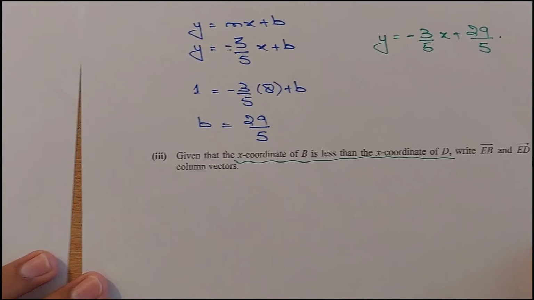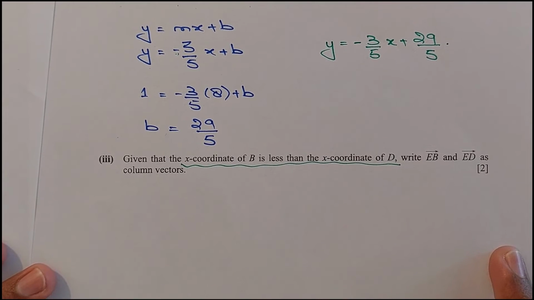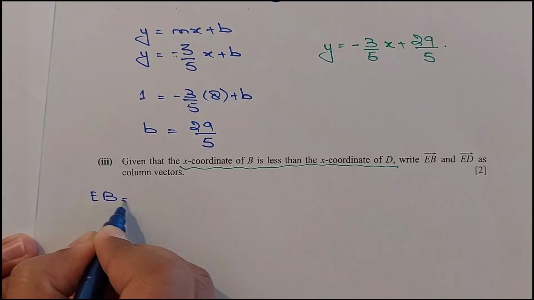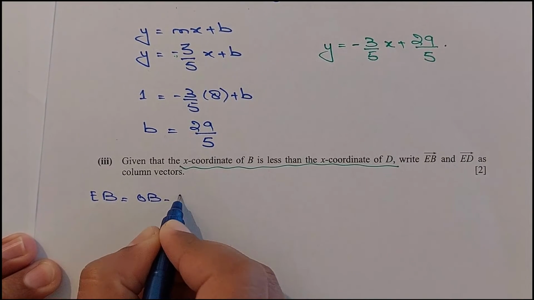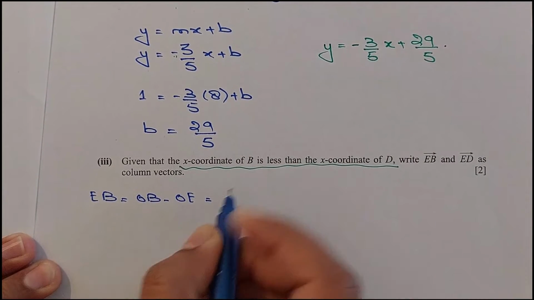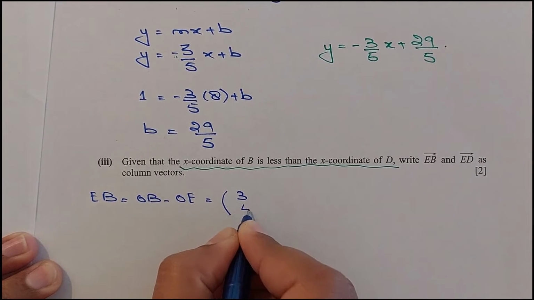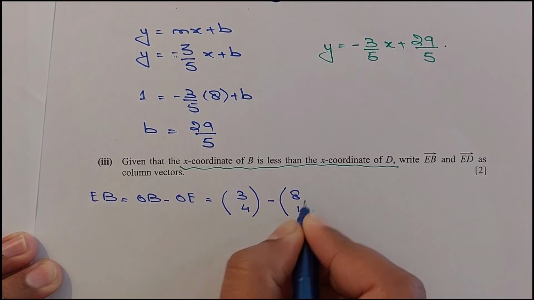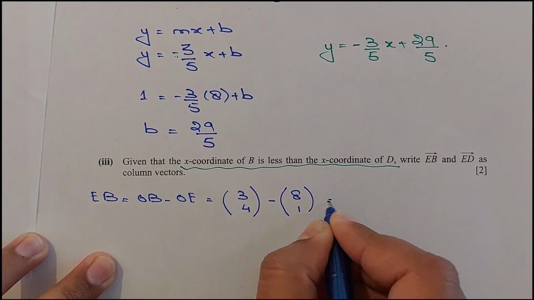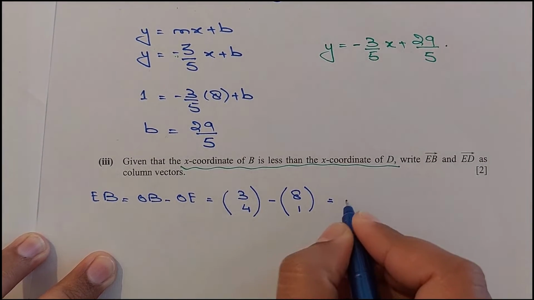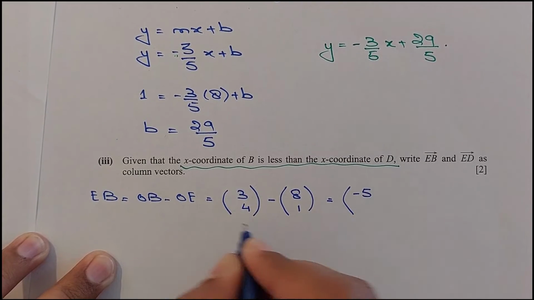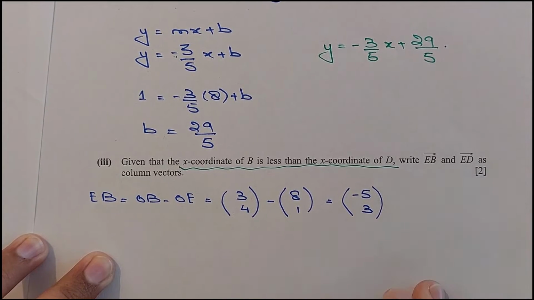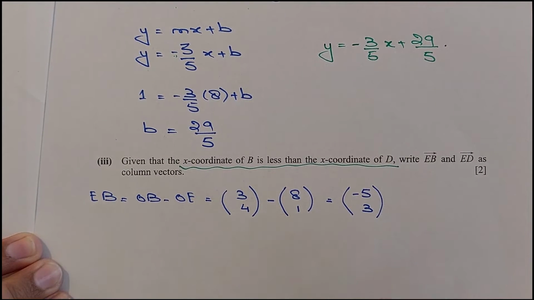Now let me find the column vector EB. Okay, so the vector EB is OB minus OE. So OB we just got is 3, 4. Let me write it down as a column vector. Minus OE is the midpoint, that is 8, 1. So 3 subtract 8 is minus 5. And 4 minus 1 is 3. So the column vector EB is minus 5, 3.